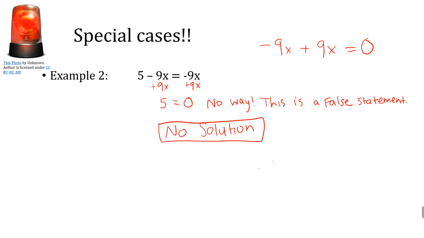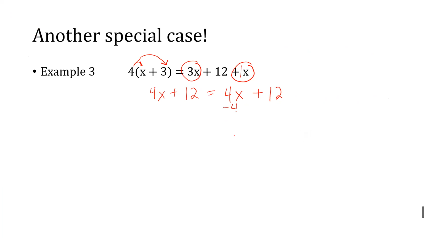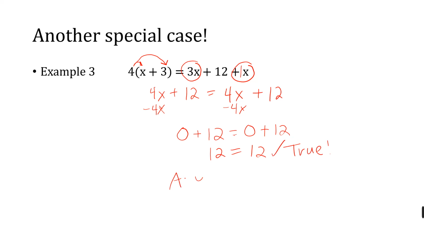Okay, so I'm going to get all the 4x's on one side. I'll subtract 4x from both sides. And I get 0 plus 12 equals 0 plus 12. So then I get 12 equals 12. This is a true statement. True. And what this means is that any real number works. So we could put any number in for x and we would get the right answer.